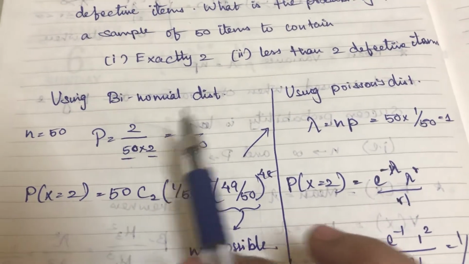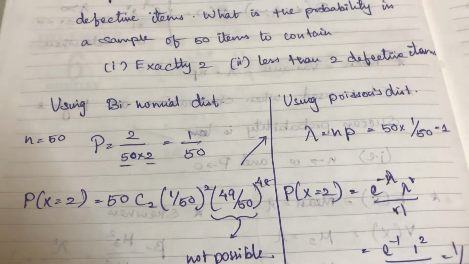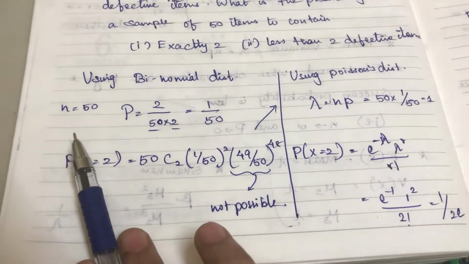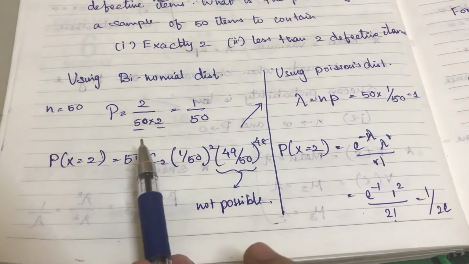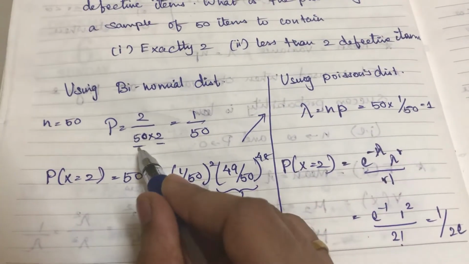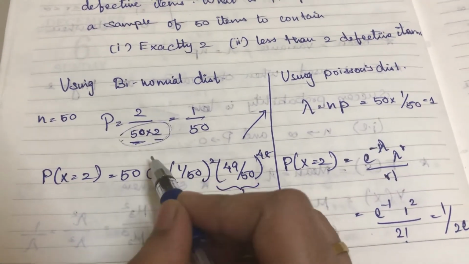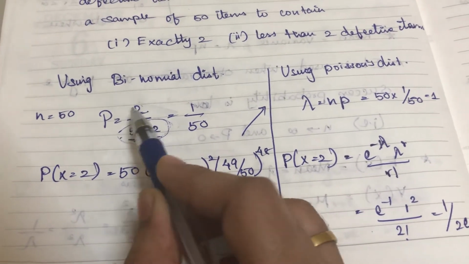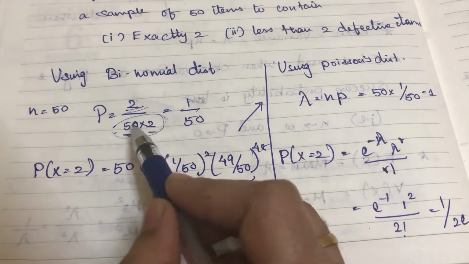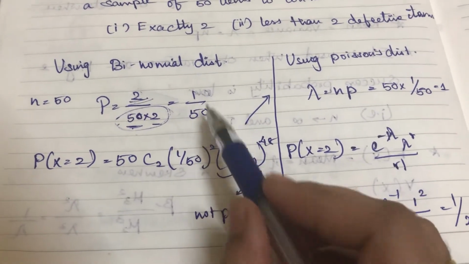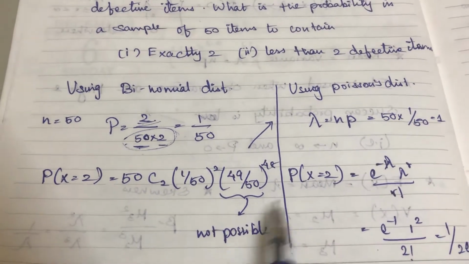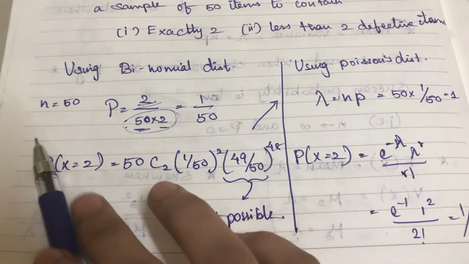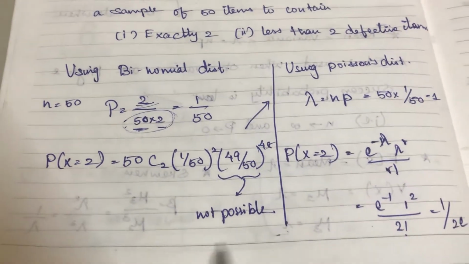Using the binomial distribution, and here comes the Poisson distribution. First, we need to put the binomial distribution. So here n is 50, and p is equal to 2 by 100. You know, 50 items into 2. So this is the total defective, out of which 2 will be the probability, that is the favorable cases. This is the total cases. So 2 by 100, which is nothing but 1 by 50. Okay, and substitute the value. You can see here (49/50) to the power n, which is already 50, here 48.